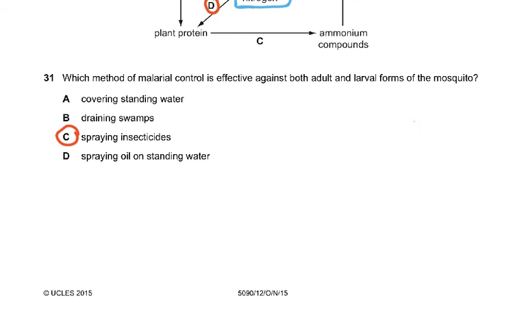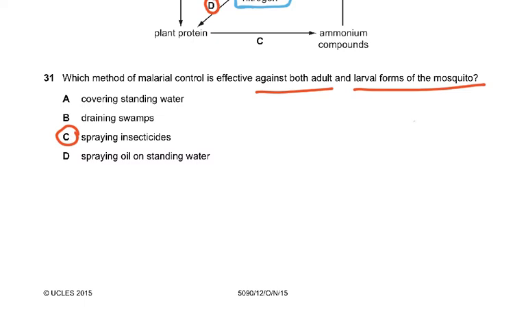Then question 31. Which method of malarial control is effective against both adult and larval forms of the mosquito? The adult flies away. The larval form is in the water. So you can spray insecticide inside the building, and it will kill the adult mosquitoes. We don't have the larvae inside our homes. Spraying oil on standing water will only kill the larvae, and draining swamps will kill the larvae, the pupa and the eggs, and so will covering standing water.